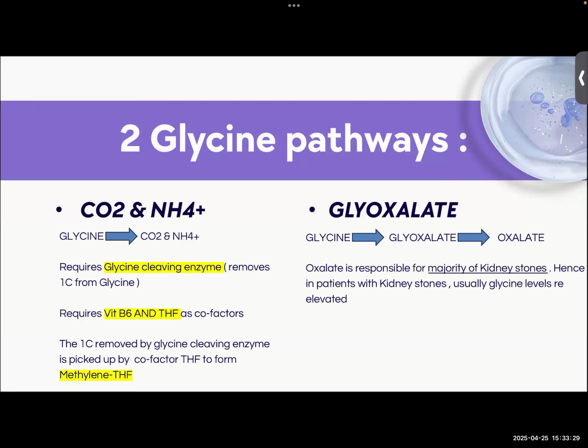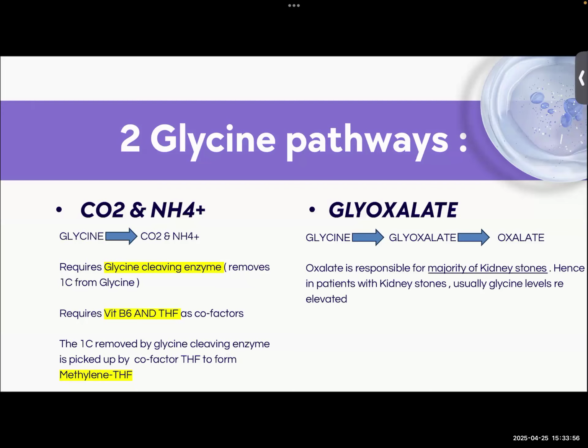And then remember the one carbon that was removed by the glycine cleaving enzyme? That is picked up by the tetrahydrofolate cofactor, and it forms methylene tetrahydrofolate. So basically, the THF, that was a cofactor, will pick up the carbon that was cleaved by the glycine cleaving enzyme, and it will transform into methylene THF. So you have methylene THF also formed in this reaction. And this is the major pathway for glycine breakdown.